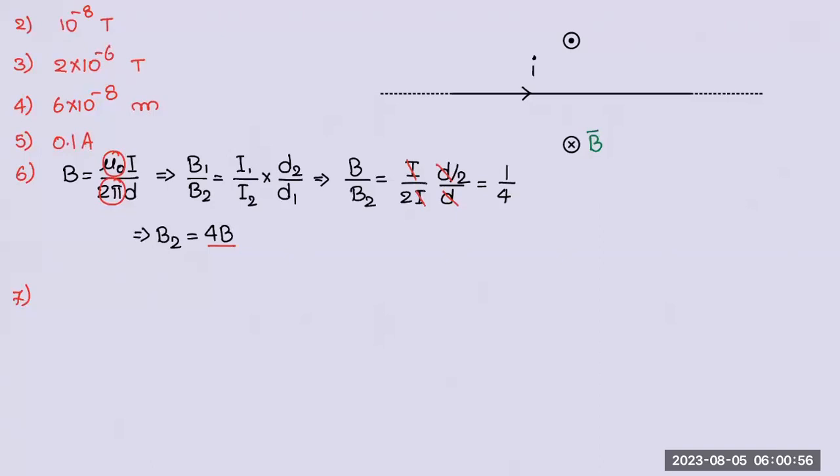Now observe, questions number 7 and 8 can be done by a shortcut method. As I told you already, first you take the formula B = mu naught I by 2 pi R. Make it a standard form, circle around the constants. Then write down delta B by B is equal to delta I by I plus delta R by R, and multiply with the power.